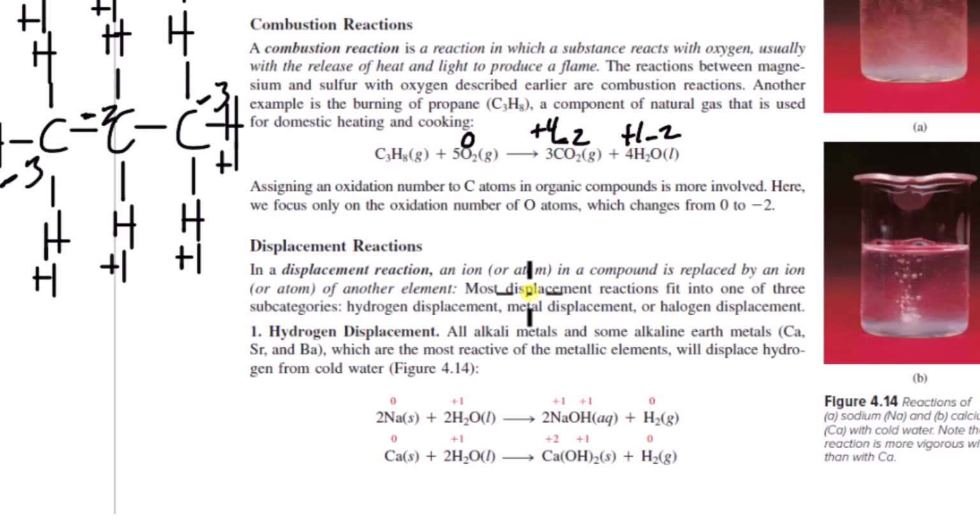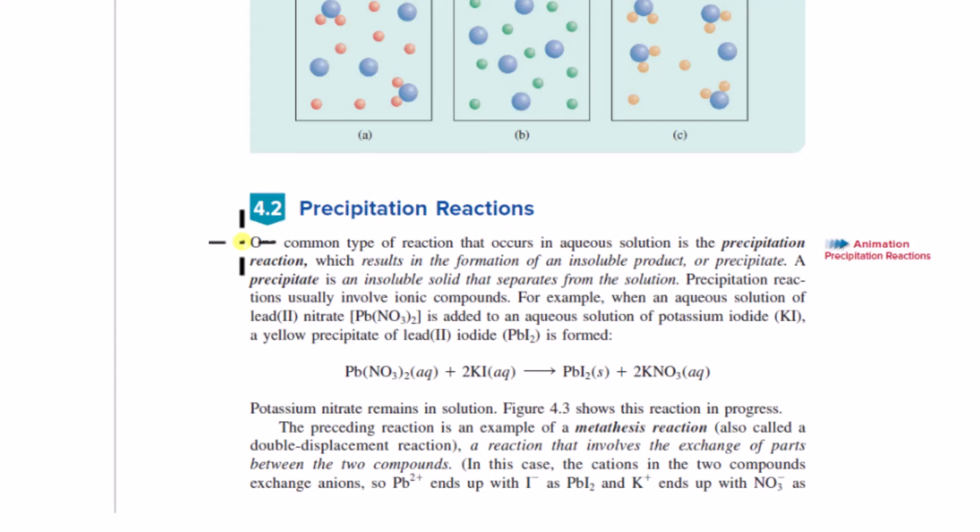Okay, but this term displacement reaction might sound familiar. If we come back to the start of section 4.2 on precipitation reactions, we see that. So here was a typical precipitation reaction in aqueous solution that we looked at, the type of problems that we worked. And so this type of reaction is what's called a metathesis reaction, also known as a double displacement reaction, a reaction that involves the exchange of parts between the two compounds.